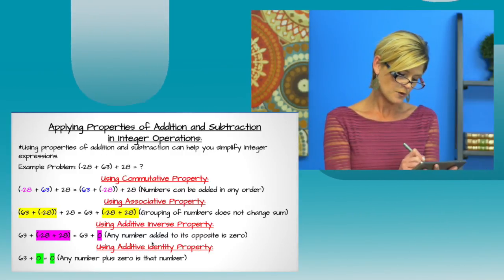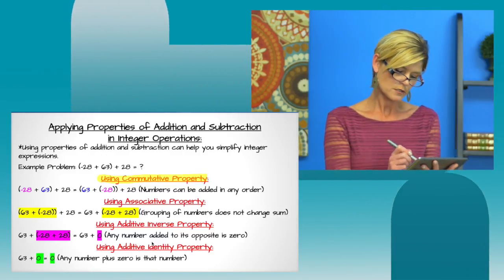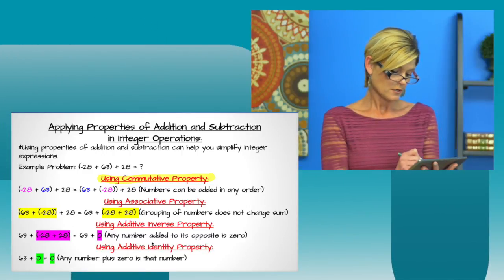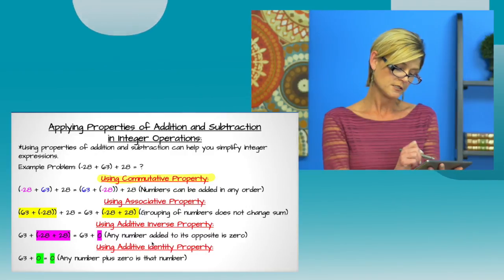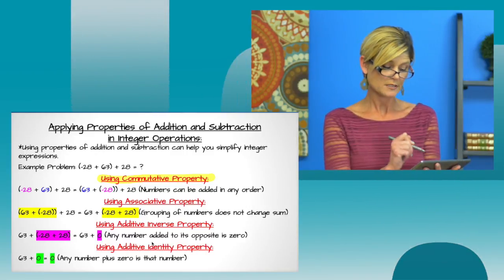The first property I want to talk about is the commutative property. Looking at our sample problem here, negative 28 plus 63 plus another 28.